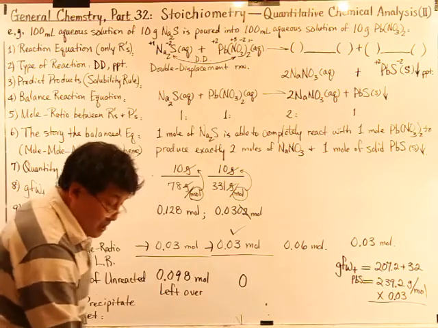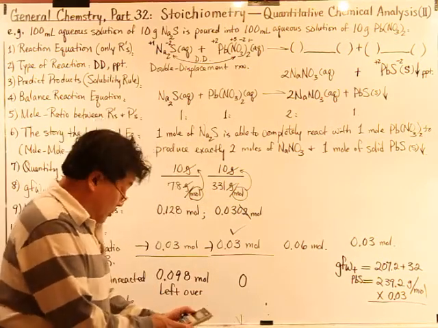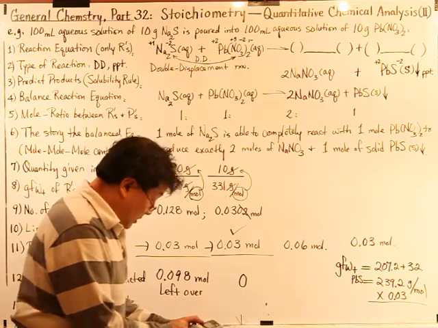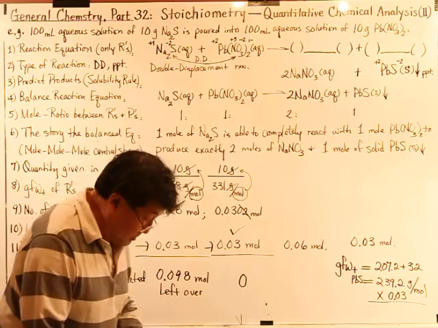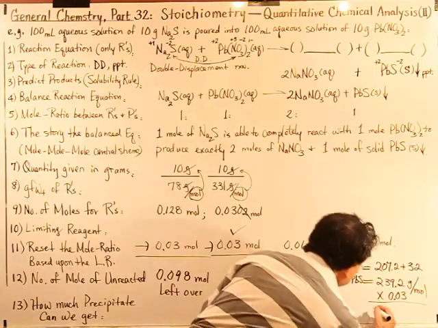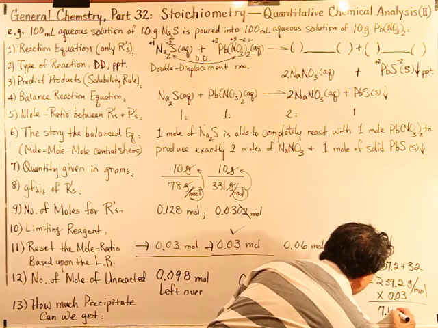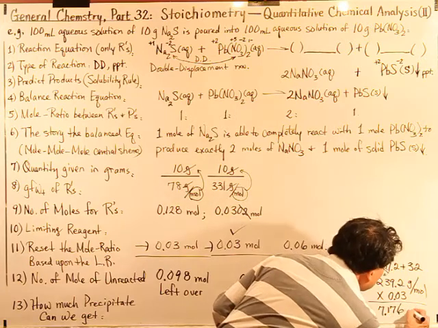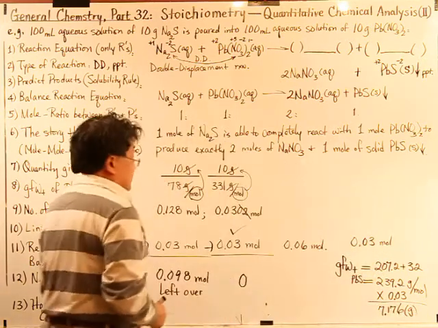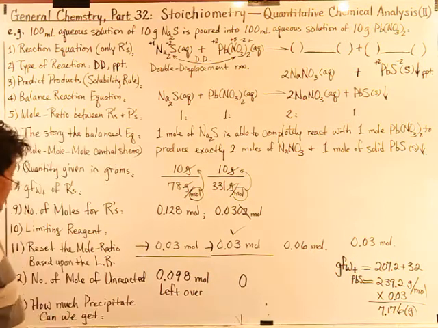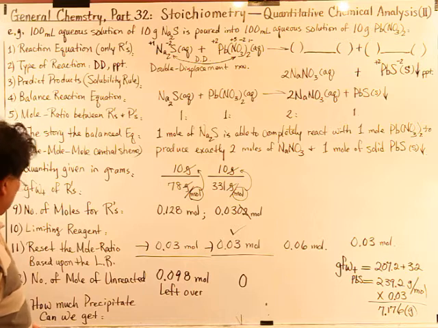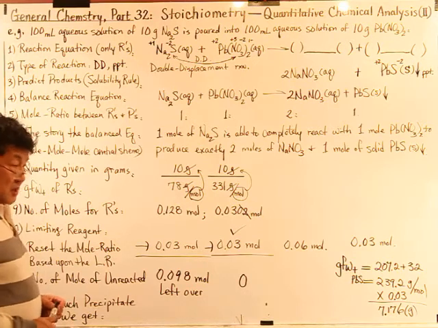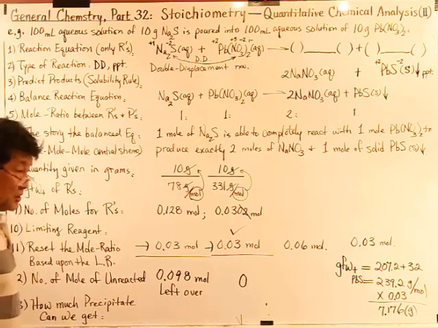That would be what? Okay, 239.2 times 0.03. It will be 7.176. So we'll get 7.176 gram of PbS. Alright. So in the homework, as well as the upcoming final, this is not stopped here yet.